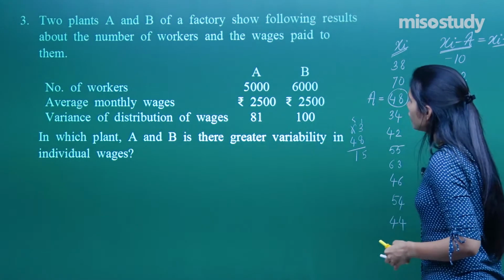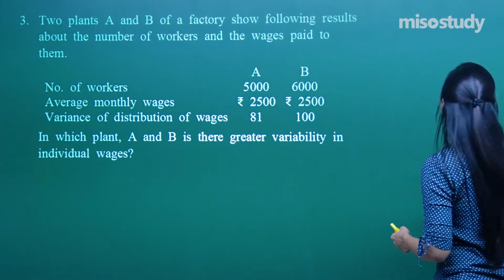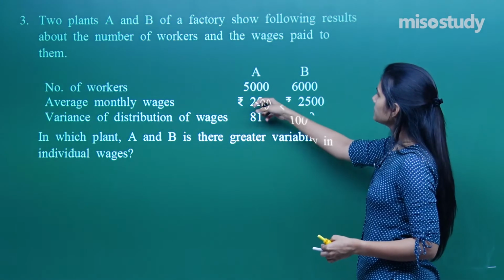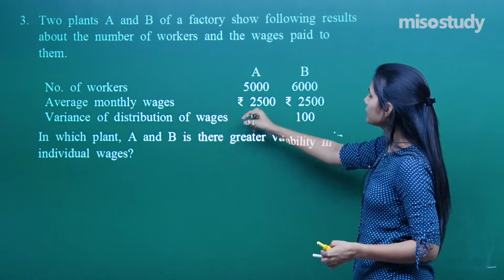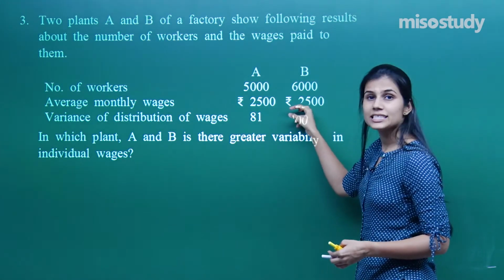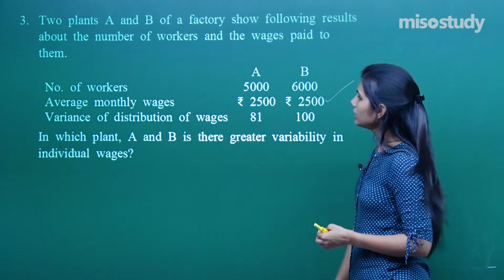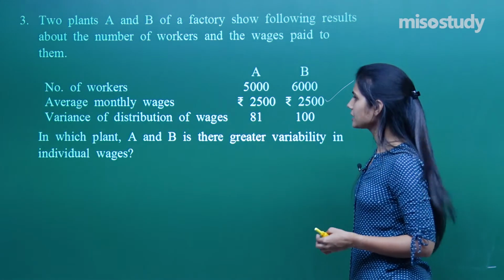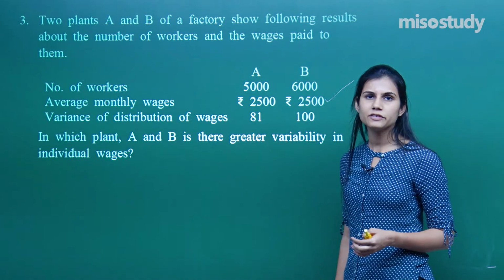Which we are denoting by di. Two plants A and B of a factory show following results about the number of workers and the wages paid to them. Number of workers 5,000, 6,000 in plant A and plant B. Average monthly wages in plant A and plant B is exactly the same. Variance is given as 81 and 100 in plant A and plant B respectively. In which plant A or B is there greater variability in the individual wages?